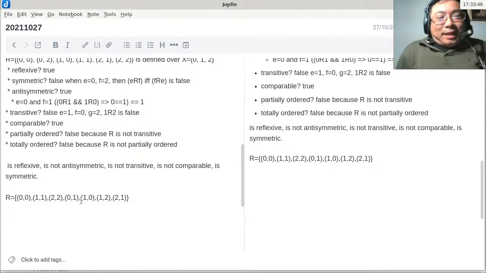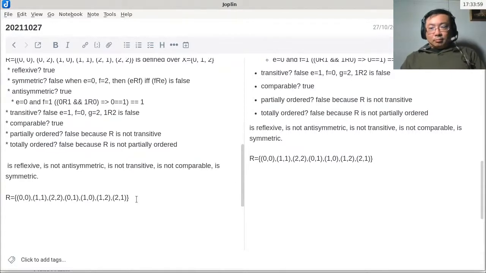I think this is the answer, right? Okay, let me double check. So we got 1 relating to 0, 1 relating to 2, and then this is the answer. It is not transitive. This is not transitive right now. Okay, let me double check, okay? Let's check each one by one.